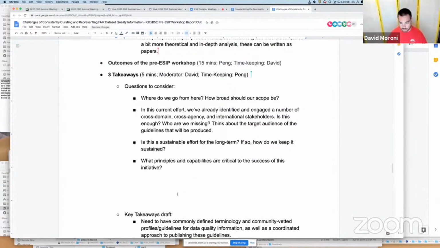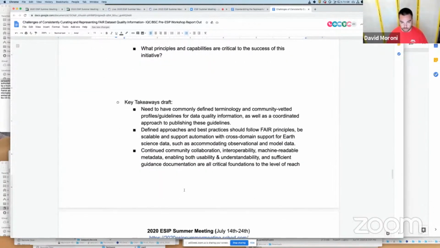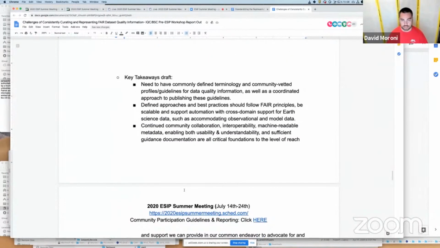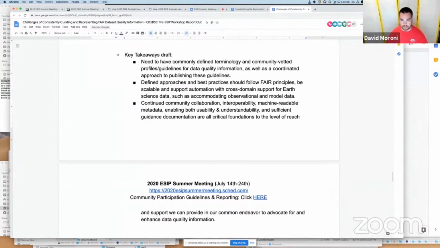And also, what principles and capabilities are critical to the success of this initiative? So one of the key ones I would say is probably the FAIR data principles. We touched quite a bit on that, more so I would say in the pre-ESIP workshop than we did this time around. With that in mind, we don't have a lot of time, so I'm just going to go quickly into a draft that I've put together of the key takeaways, and others are welcome to put their feedback into the Zoom chat. And if we have time, we can maybe iterate some of these. But just be mindful, this is just a draft.